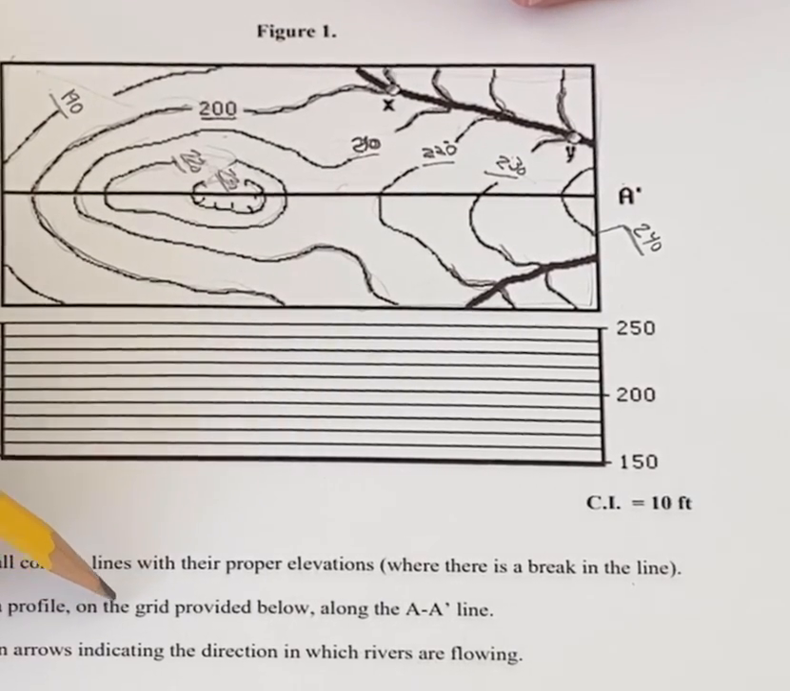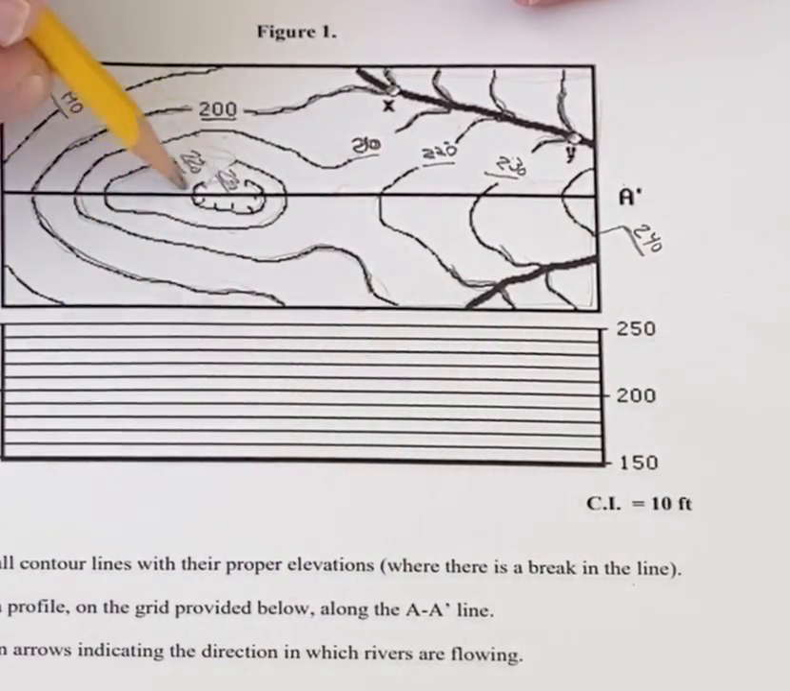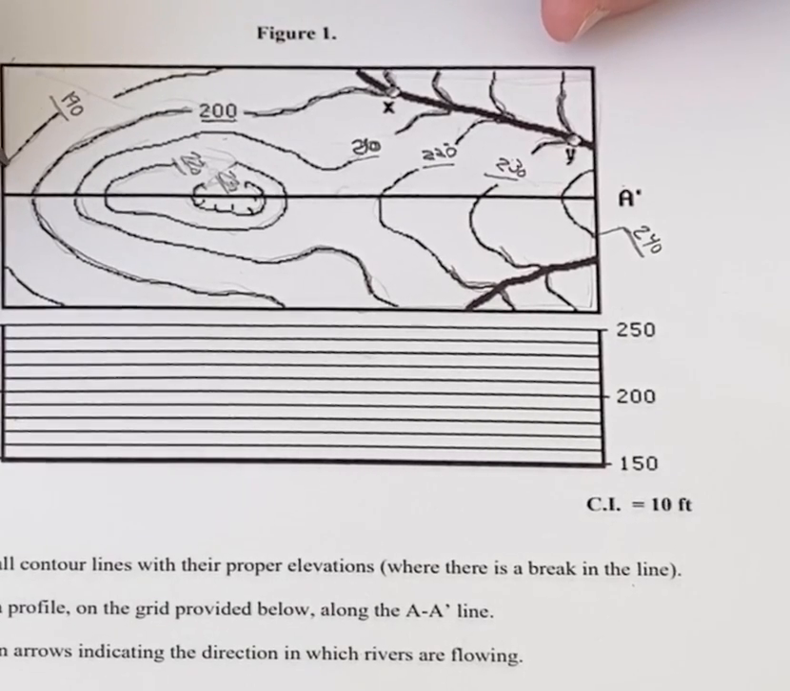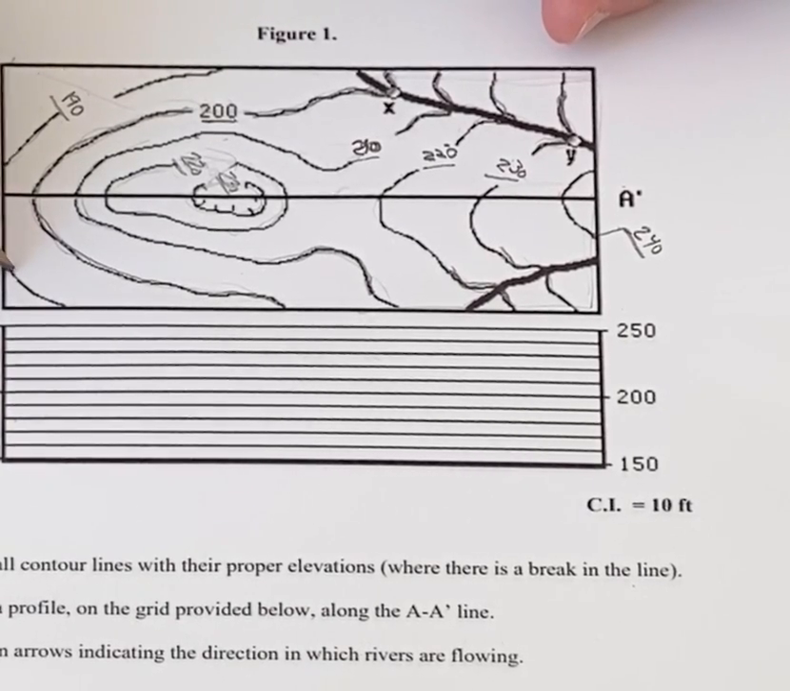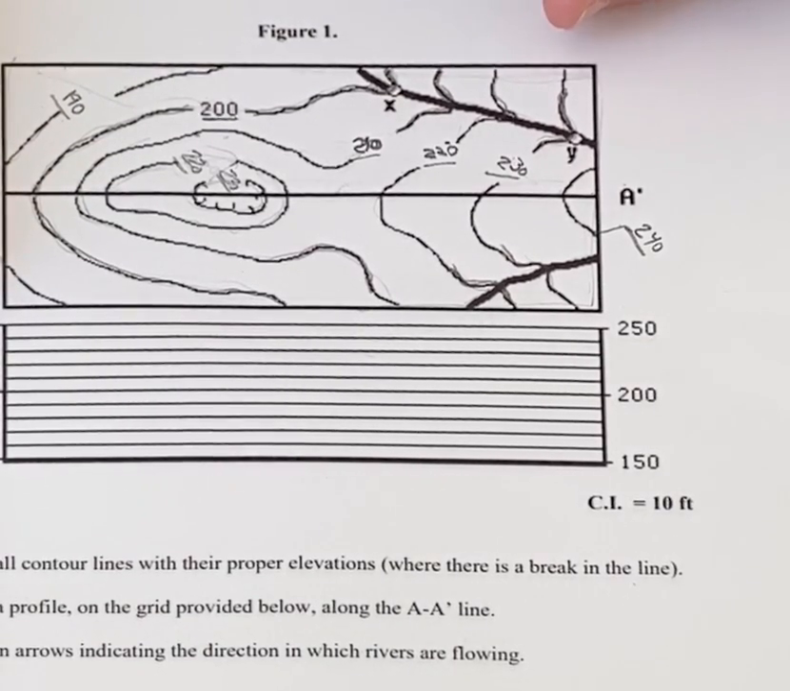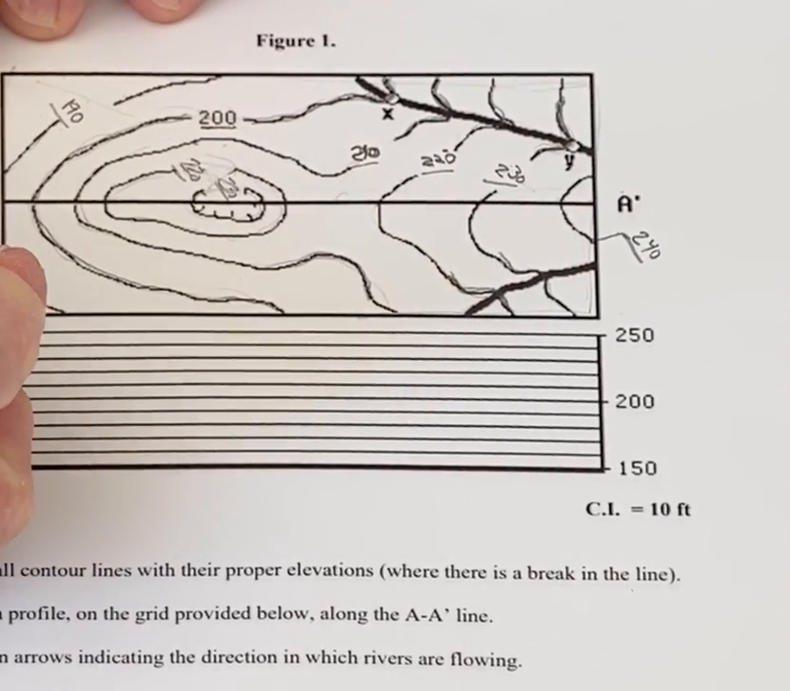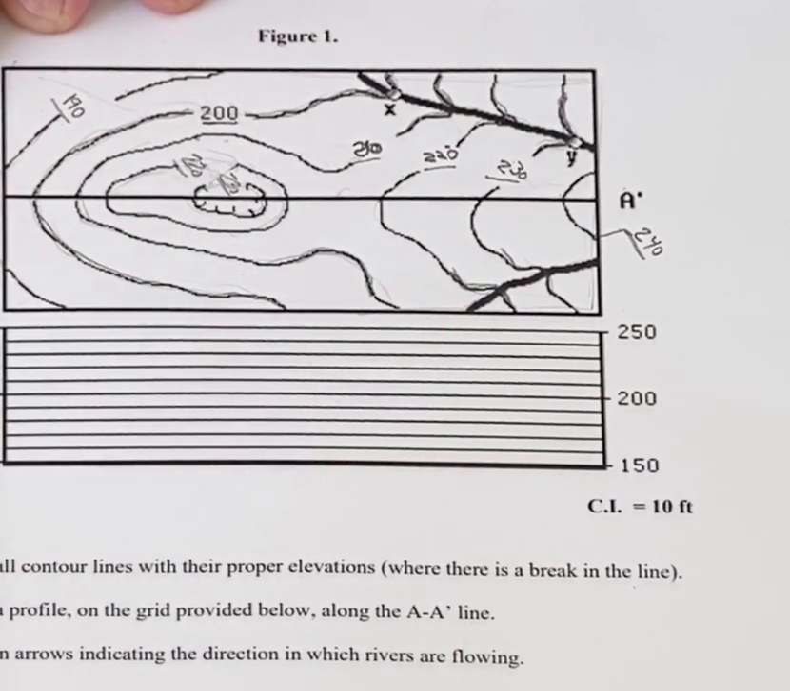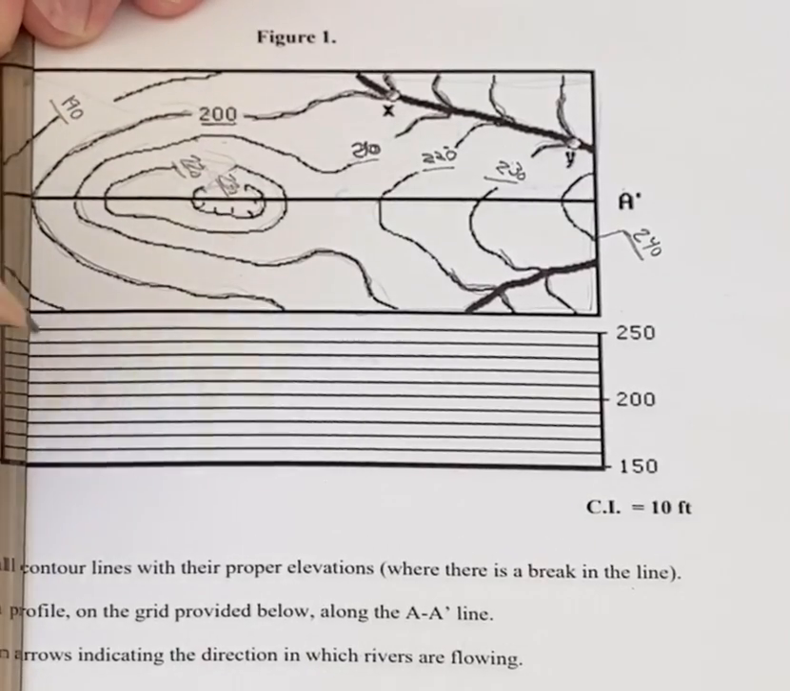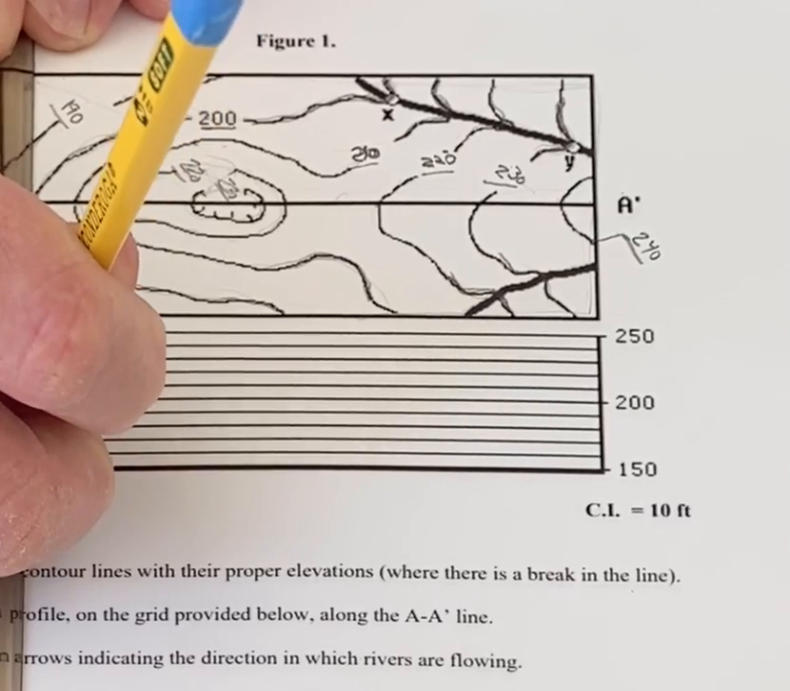make a profile on the grid provided below along the AA line. Okay, so this is our AA line, and I'm gonna make a profile here. 190 looks like it comes somewhere out here. So if I draw a mark down to 190, I'm going outside of the lines here. I know that's crazy. Okay, here I'm at the 200 mark, and I'm just giving myself a mark to go off of, and there's my 200 mark.